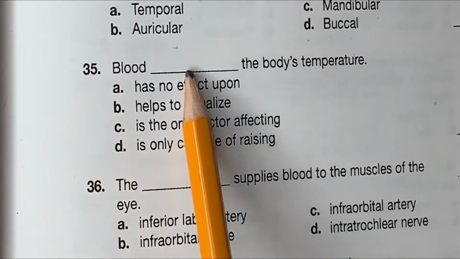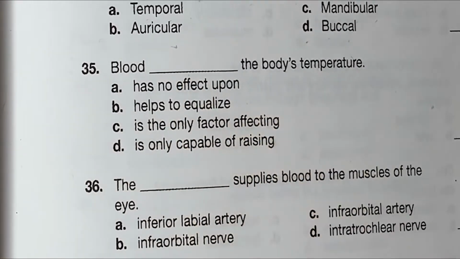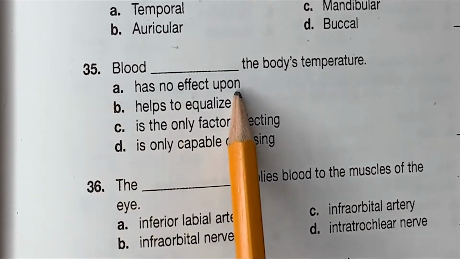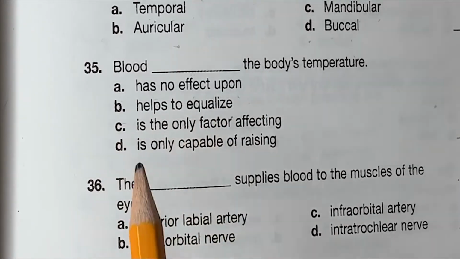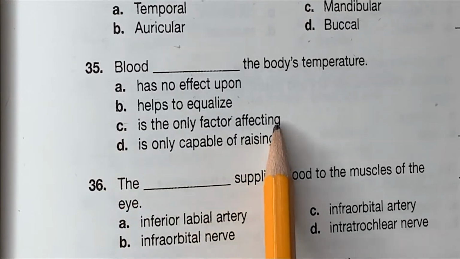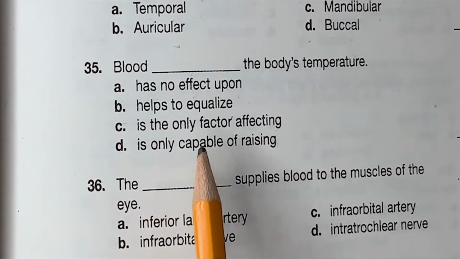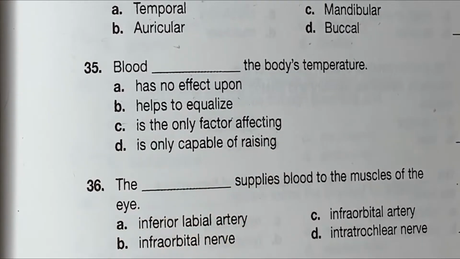35. Blood blank the body's temperature. A, has no effect upon. B, helps to equalize. C, is the only factor affecting. D, is the only one capable of raising.